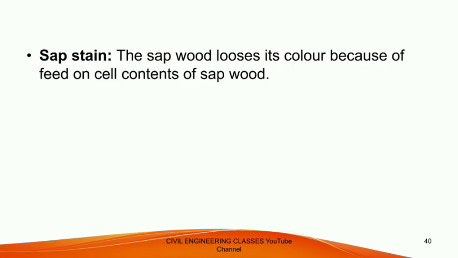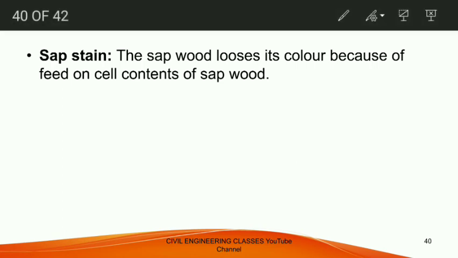Next one is sap stain. Sap stain means that the sapwood will lose its color because of the fungi feeding on the cell contents of the sapwood. So the sap will lose its color. That is called sap stain.